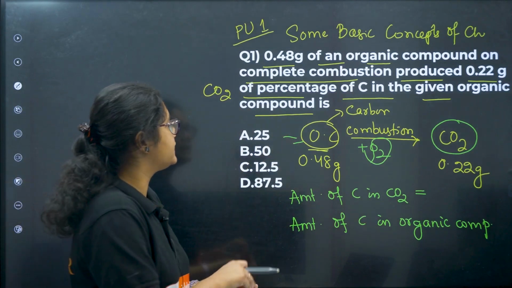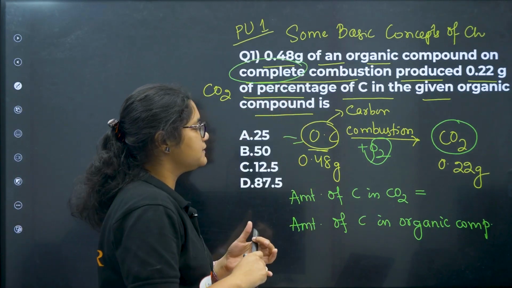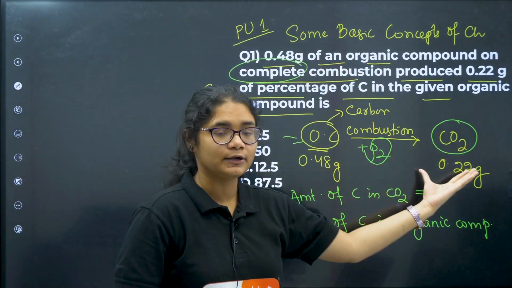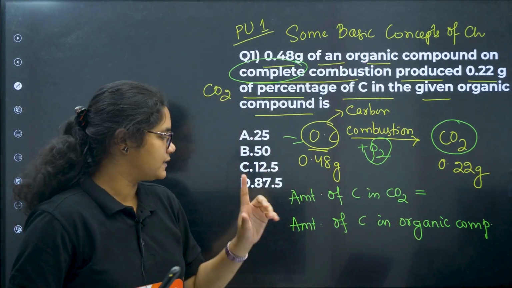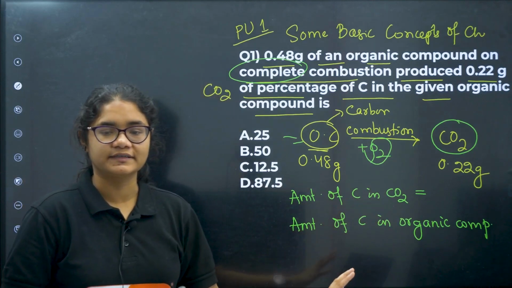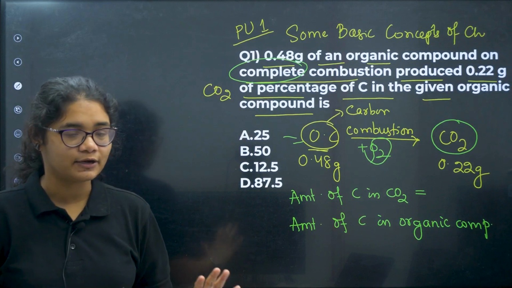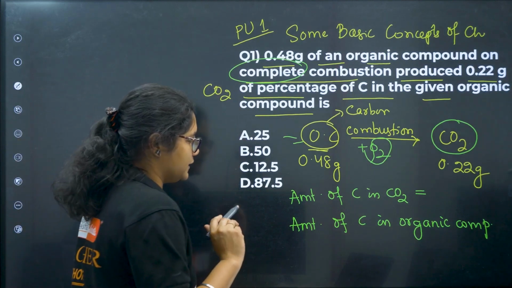Because here it is written complete combustion, that means whatever carbon is present in this organic compound, everything has got converted to carbon dioxide. So now I can say the amount of carbon in carbon dioxide will be equal to the amount of carbon in the organic compound. I hope this point is clear to everyone. Okay, now let us see here.